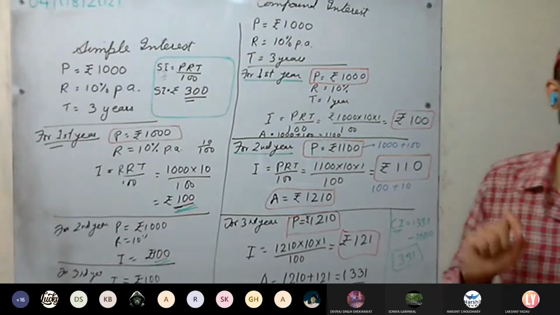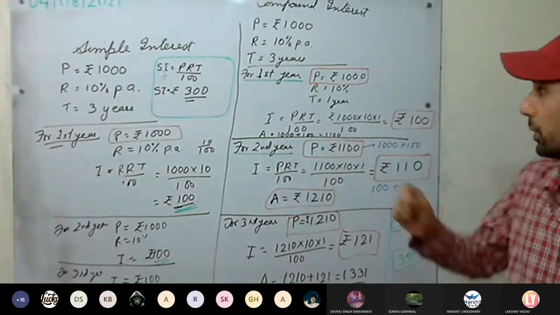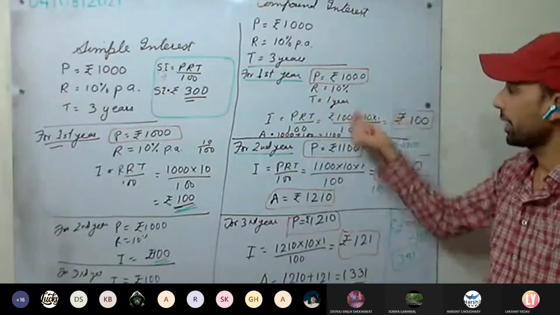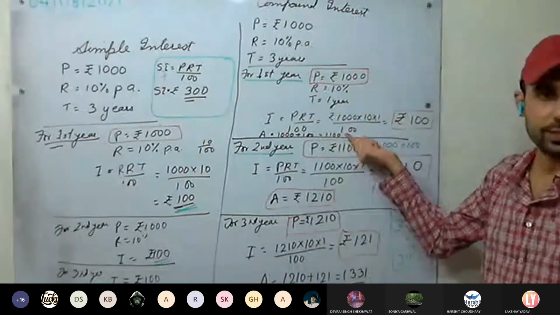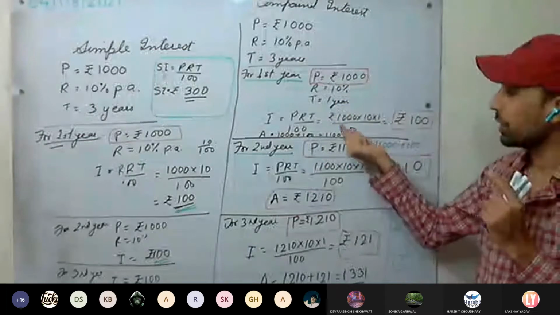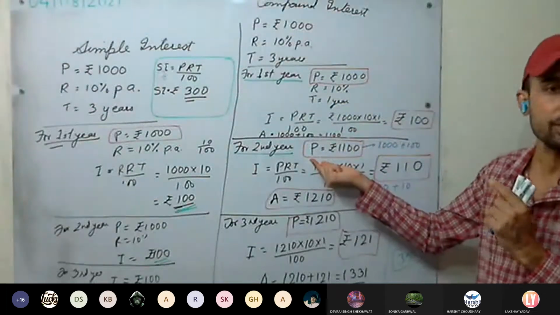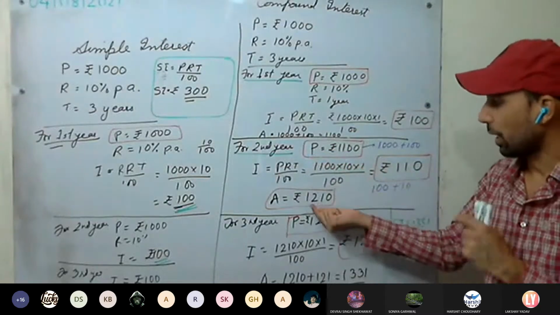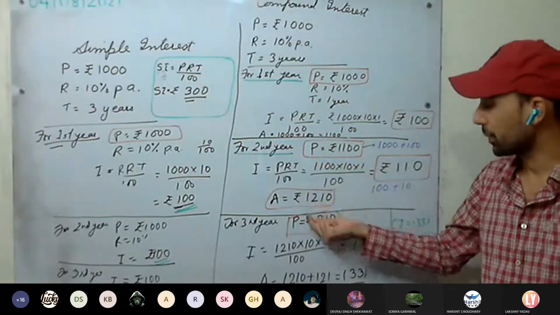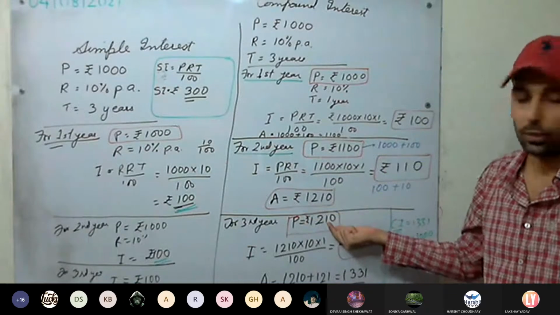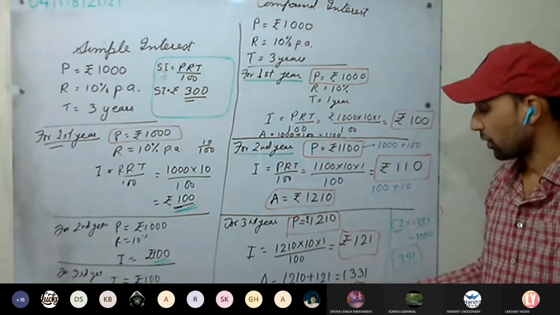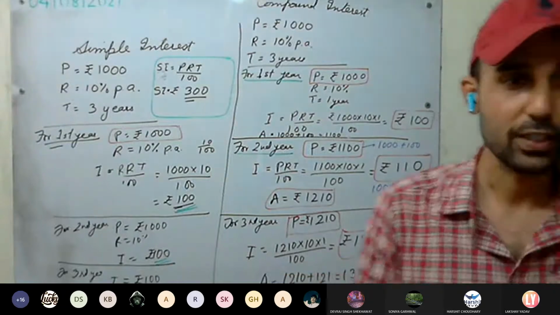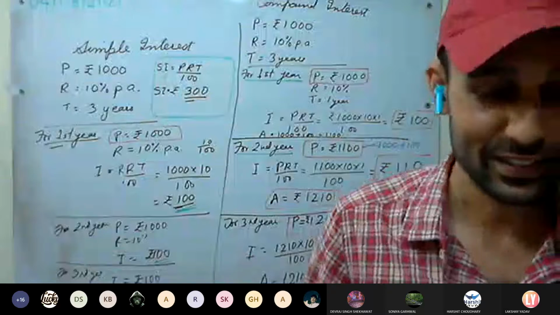Clear? So when you calculate the compound interest, what you have to do? Take the principal, calculate the interest, add them. The amount you got for the first year will be the principal for the second year. Calculate the interest, add them. The amount for the second year will be the principal for the third year. Calculate the amount. This amount will be the principal for the fourth year. So if I ask you to calculate for 50 years, keep calculating.